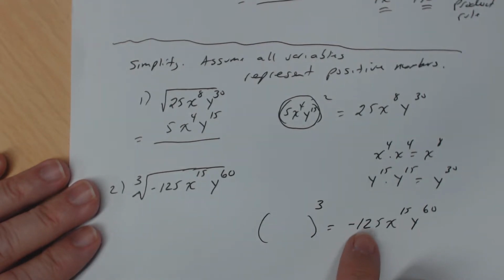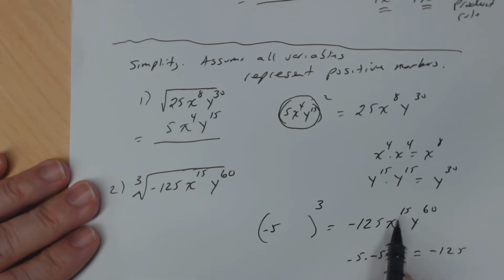So the only way I can multiply something by itself 3 times and get a negative 125 is if I have a negative 5. So a negative 5 times a negative 5 times a negative 5 is going to be negative 125. Negative 5 times negative 5 is 25, a positive 25, and a positive 25 times a negative 5 is a negative 125. Okay, now let's look at x to the 15th.